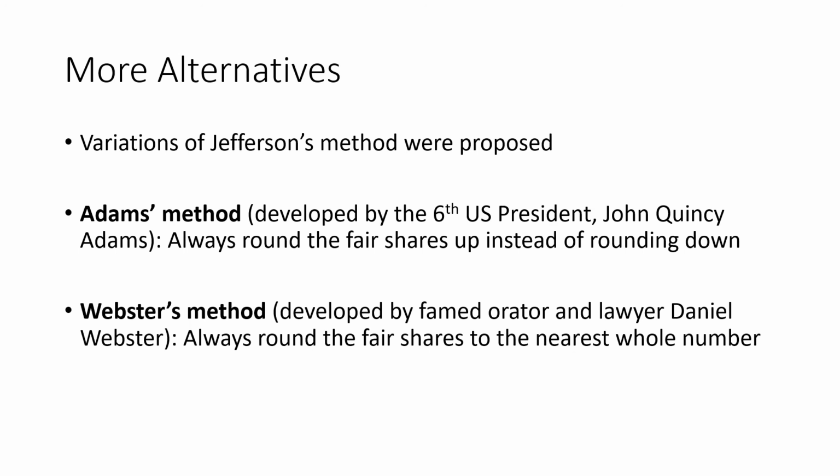Webster's method, same basic idea, says no, just always round to the nearest whole number. And in fact, maybe that'll just work out, right? Maybe you won't have to change the divisor at all. Maybe when you round every fair share to the nearest whole number, you'll just get the number of seats that you want. If you got too many seats, then you make the divisor larger to make the number smaller. If you have leftover seats, you make the divisor smaller to make the fair share larger. So you just sort of tinker with it as needed based on how the original standard divisor works out.